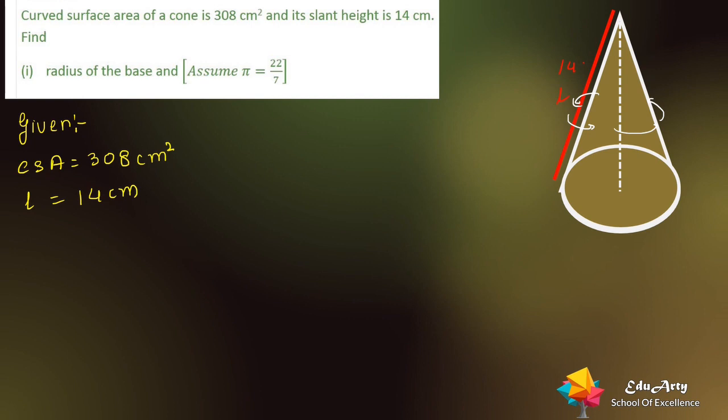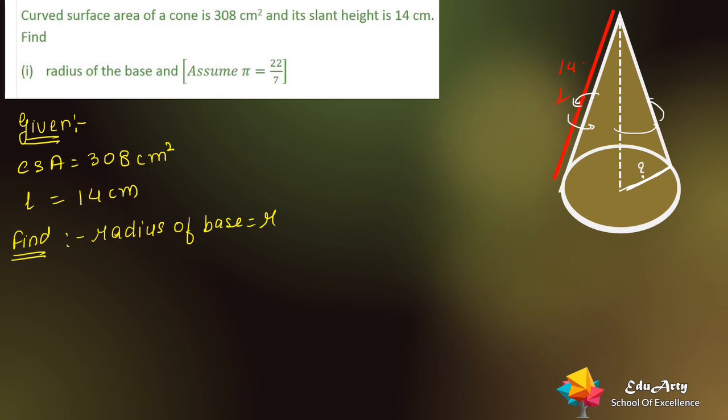Now what are we supposed to find? We are given the curved surface area and the slant height, and we are supposed to find the radius. That means we have to find the radius of the base, that is, we have to find out R, correct? Where is that? Here, this is what we have to find out. Okay, so now simply we have the formula. What will you do here?